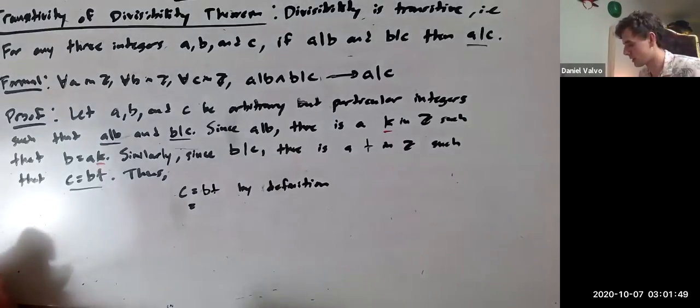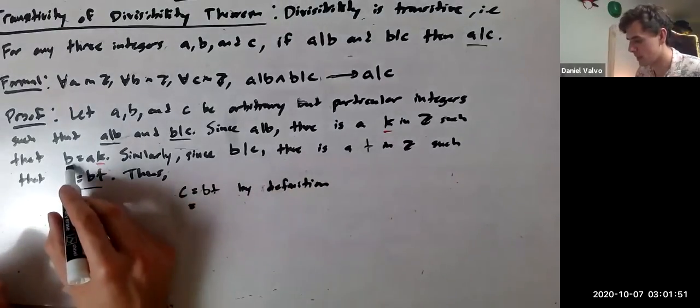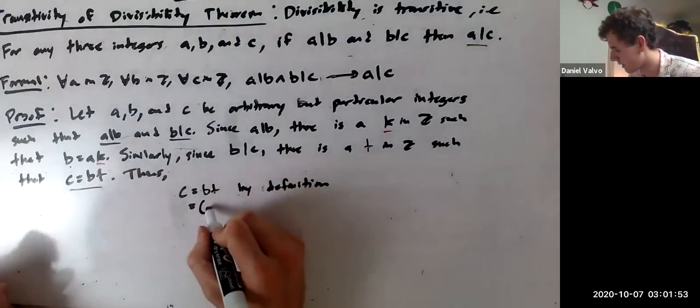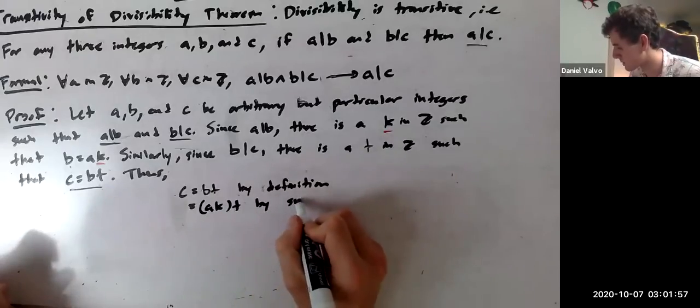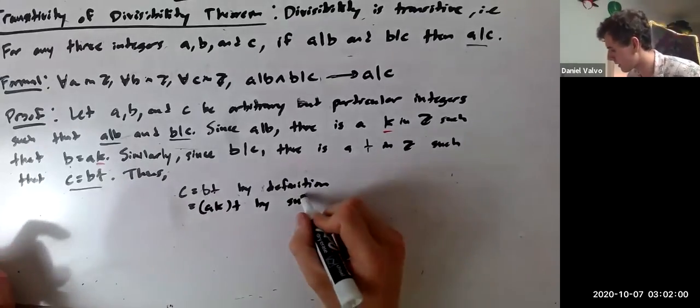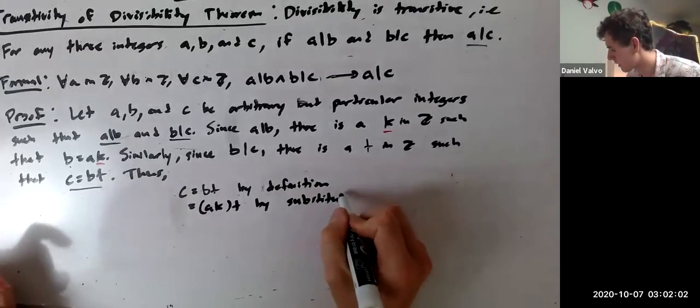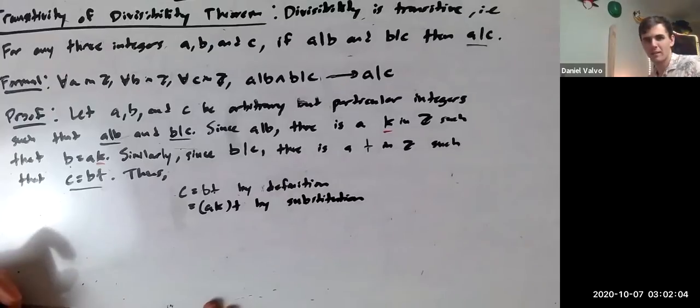But then b equals ak. By, this is what we call substitution, because we're substituting ak for b. There we go.